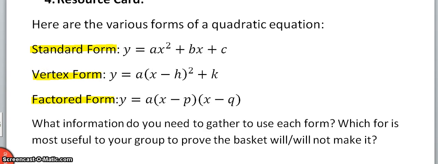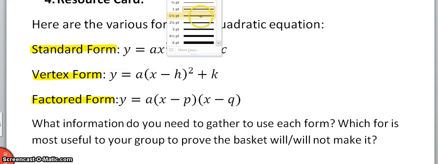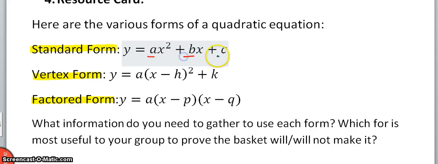Standard form is probably the most familiar form of the quadratic equation. We looked at this form when we were working with the quadratic formula. You have your A, B, and C. We looked at it with the discriminant and just in general equations.